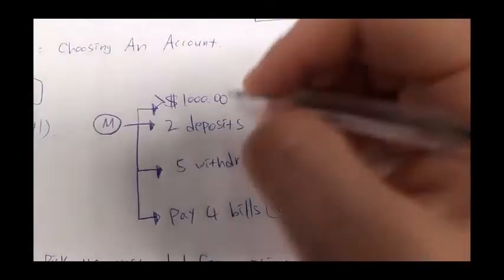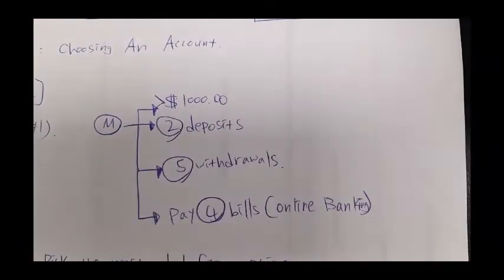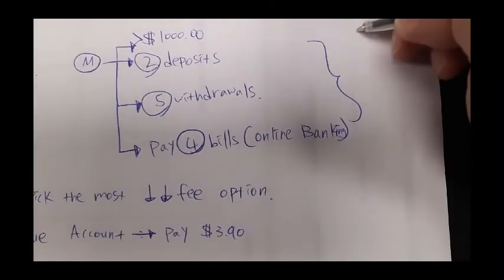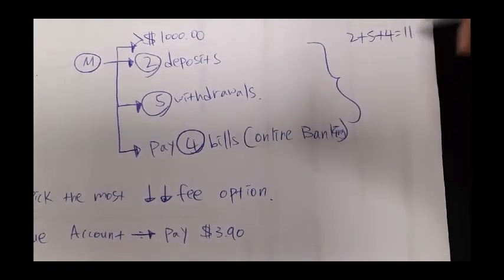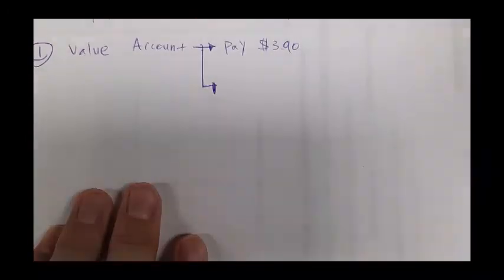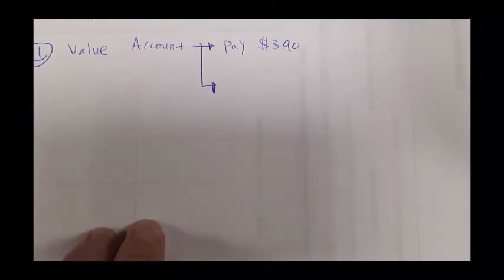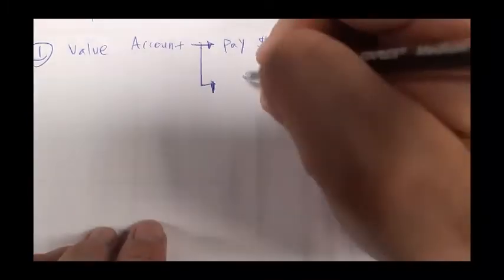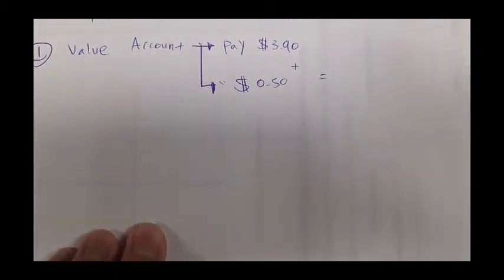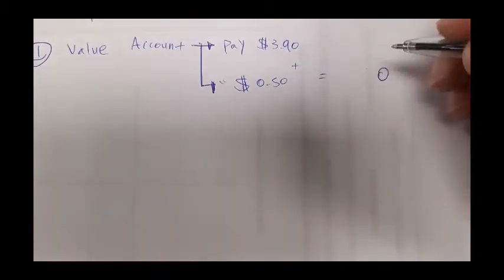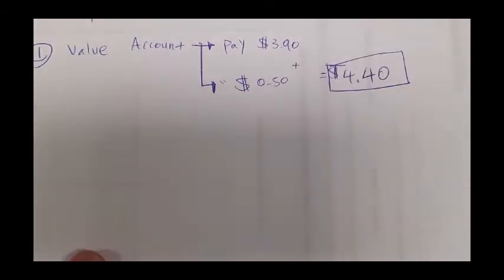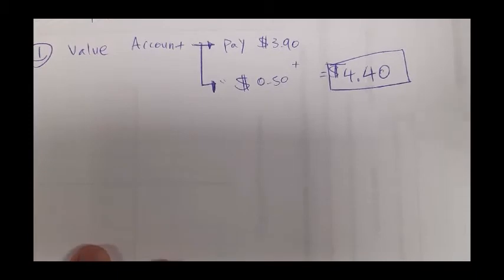So one thing that you need to understand is, here's the thing. She did 2 deposits, 5 withdrawals, and 4 bills. So if I think about the total transactions, whether it's incoming money or not, it's 2 plus 5 plus 4, that's 11. So if you look at this, she paid $3.90, and at the same time, she did 1 additional transaction as a self-service. So she needs to pay 0.50 in addition, which means if I add up together, $4.40 she needs to pay for this month. That is a value account.